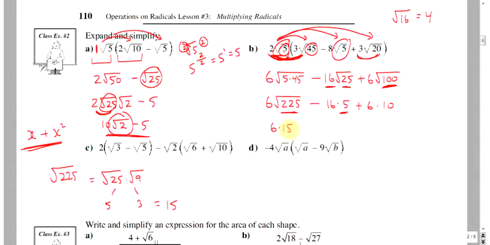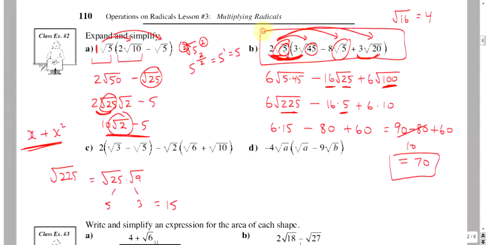Get rid of the radical. It's a nice number. It's a perfect square. Minus 16 times 5 is 80, plus 60. And what's 6 times 15? 6 times 10 is 60. 6 times 5 is 30. That's 90, right? 90 minus 80 plus 60 is what? Well, that's a lot nicer than this thing, don't you think? That's simplified quite nicely.